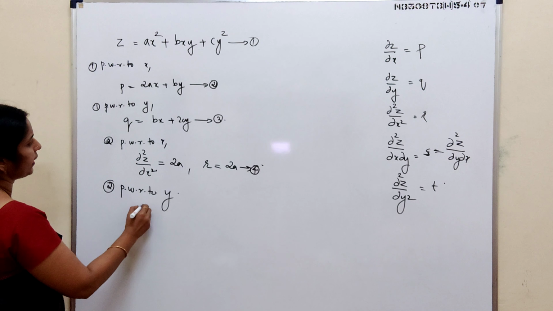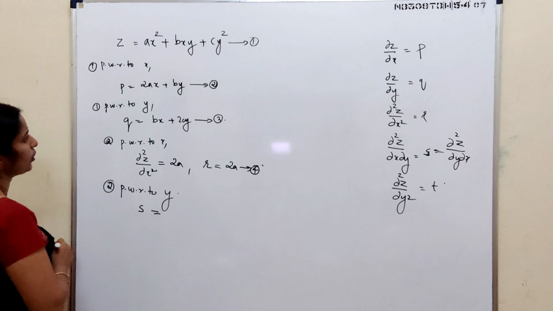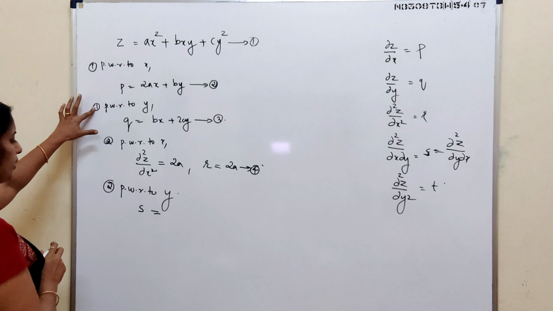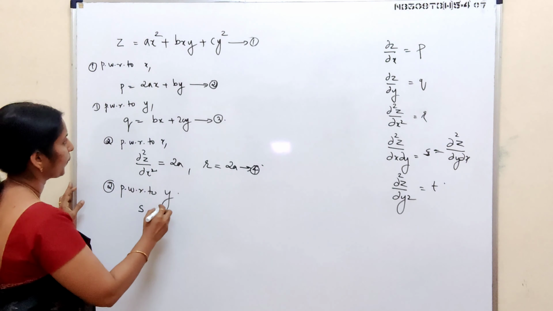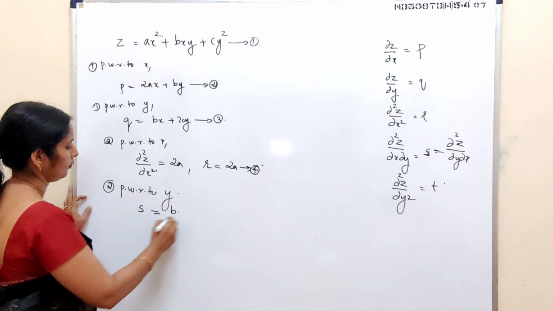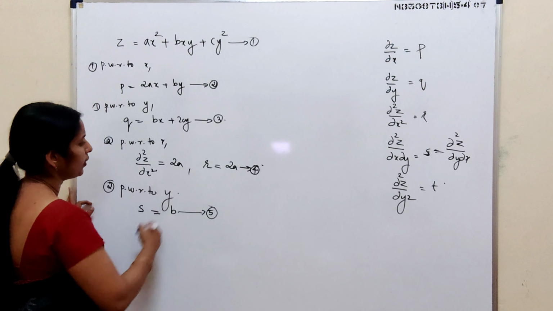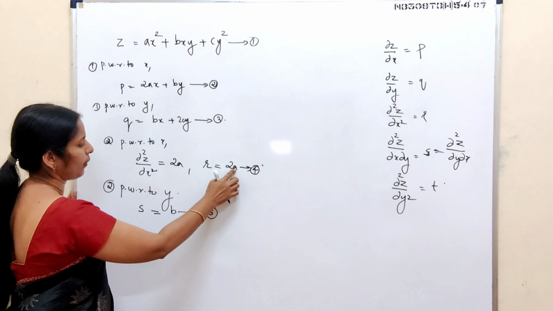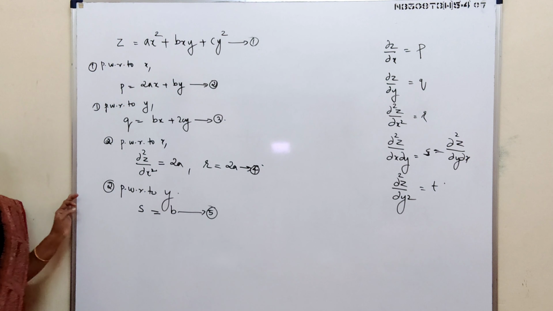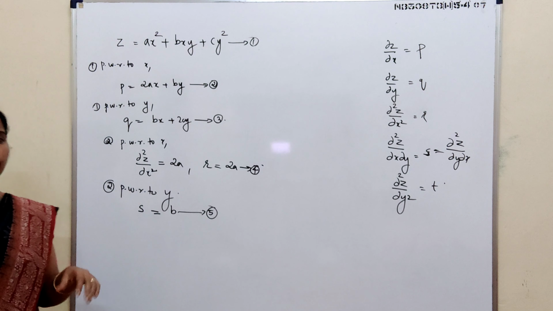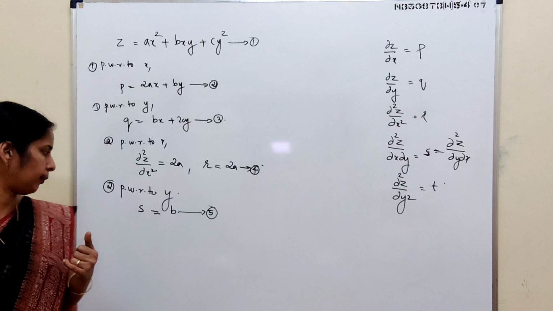So, let's say s is equal to, we are differentiating 2 partially with respect to y. So, s is equal to b. That is equation number 5. See, from equation 4 we have the value of a and from 5 we will get the value of b. Next we have to find the value of c.